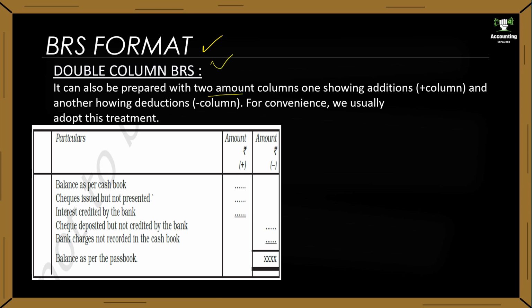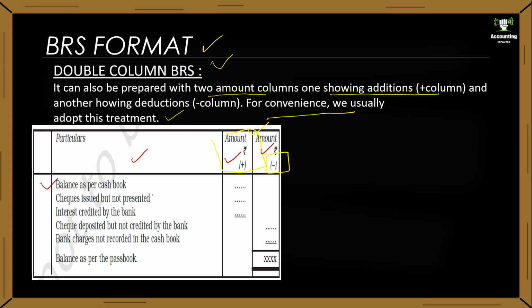There are two amount columns, one showing additions, that is the plus column, and another showing deductions, the minus column. For convenience, we usually adopt this treatment. Mostly we will use only this treatment. So the format is like this: particulars, amount plus, amount minus, and we are going to start from the balance as per cash book.